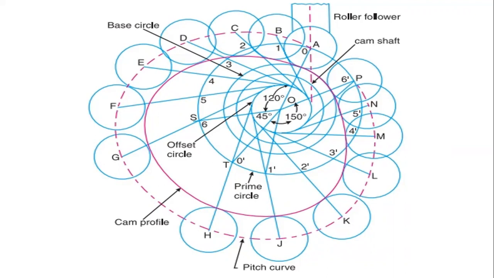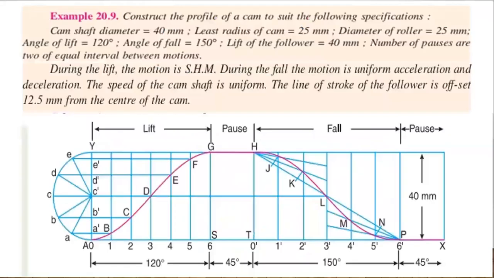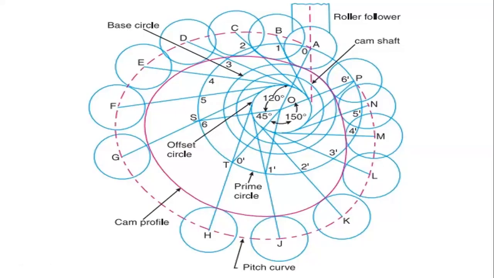Then draw the return stroke section also in a similar way to the outstroke section. So divide the return stroke of 150 degrees into 6 equal parts. Then extend those lines of the divided line. Then take the lengths from 1 dash to J, 2 dash to K, 3 dash to L, 4 dash to M, and 5 dash to N, and cut those arcs in the extended lines. So these are the lines 1 dash, 2 dash, 3 dash, 4 dash, 5 dash, and 6 dash.